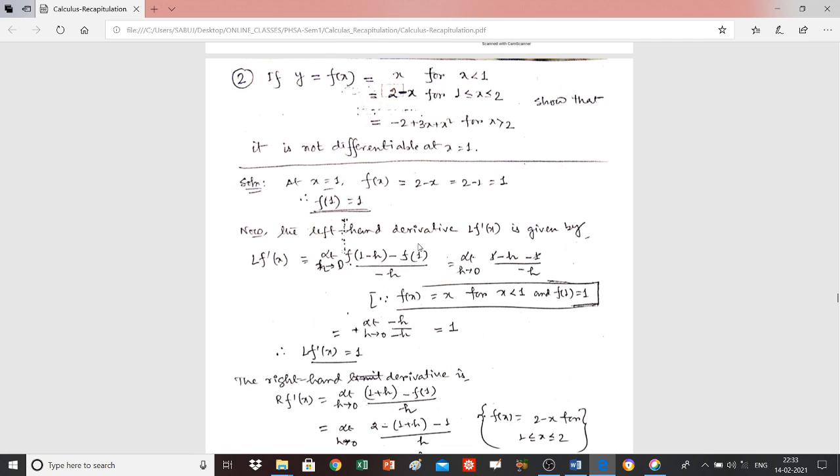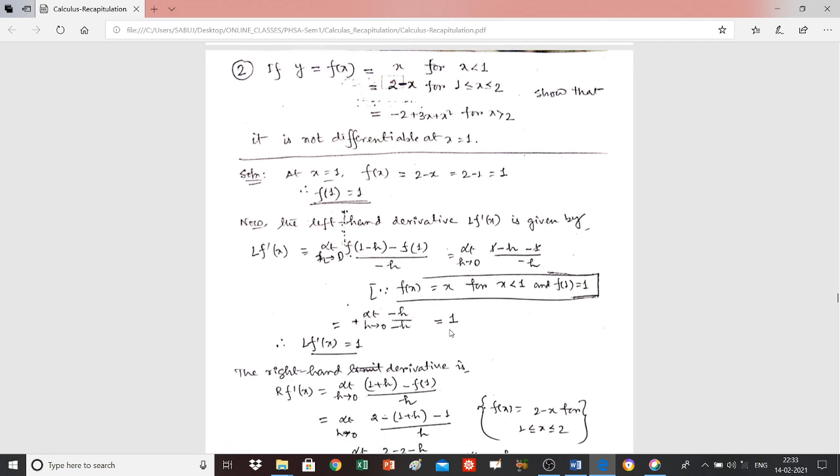Since it is the left hand derivative, in this case x is less than 1. So you have to use f(x) is equal to x. So here, first 1 minus h, then minus 1, by minus h, because the condition is f(x) is equal to x for x less than 1, and you know that f(1) is equal to 1. So from here it is calculated as 1.